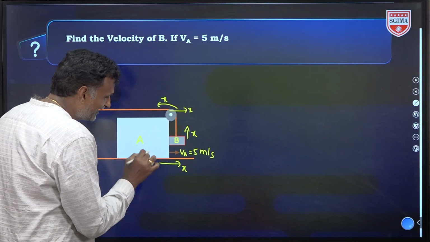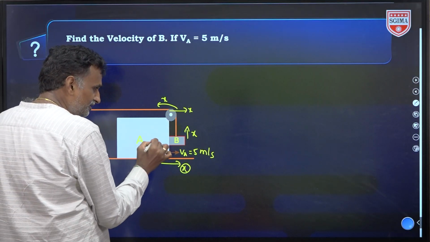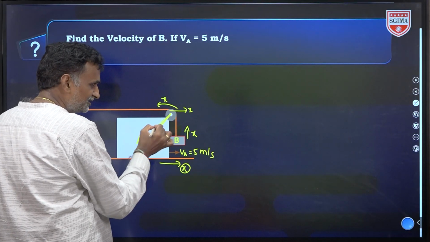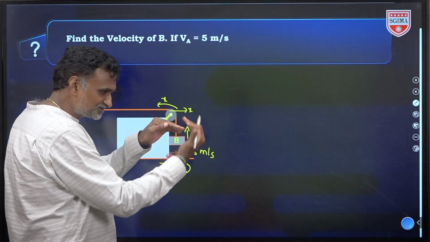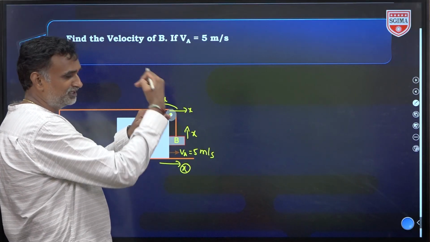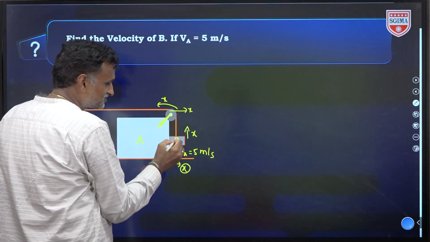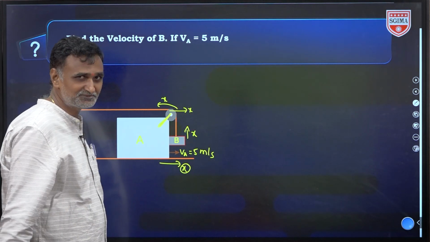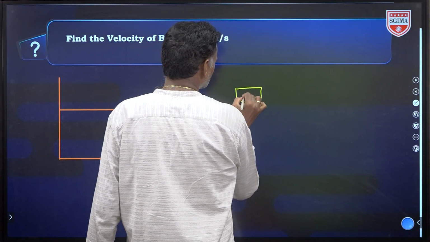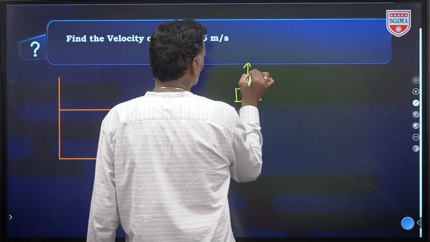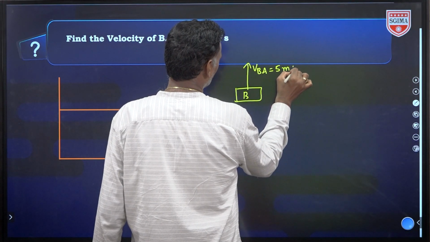Once again, as block A moves right side x meters, the pulley is fixed rigidly to it, so the pulley moves right side. When the pulley moves right side, the string loosens and x length of string passes over the pulley. Then because of this string, B rises by x. So we can consider this is block B and it goes upward, VBA is exactly 5 meter per second.